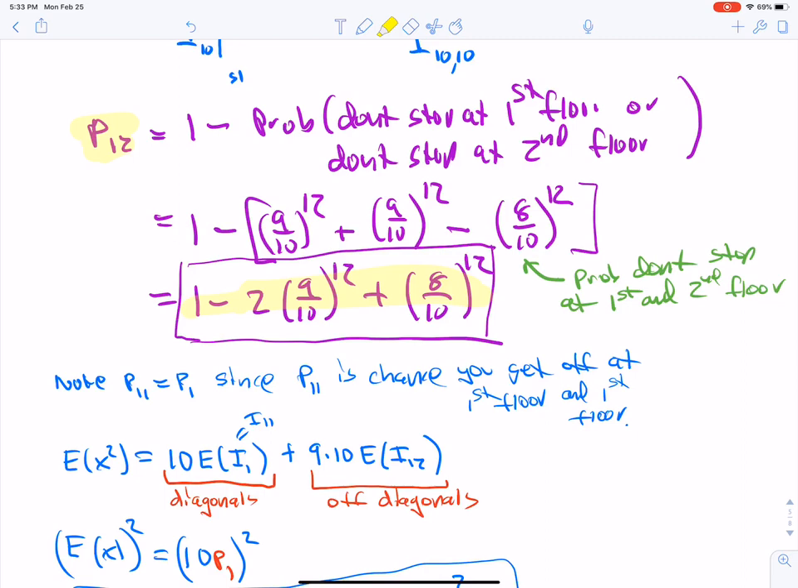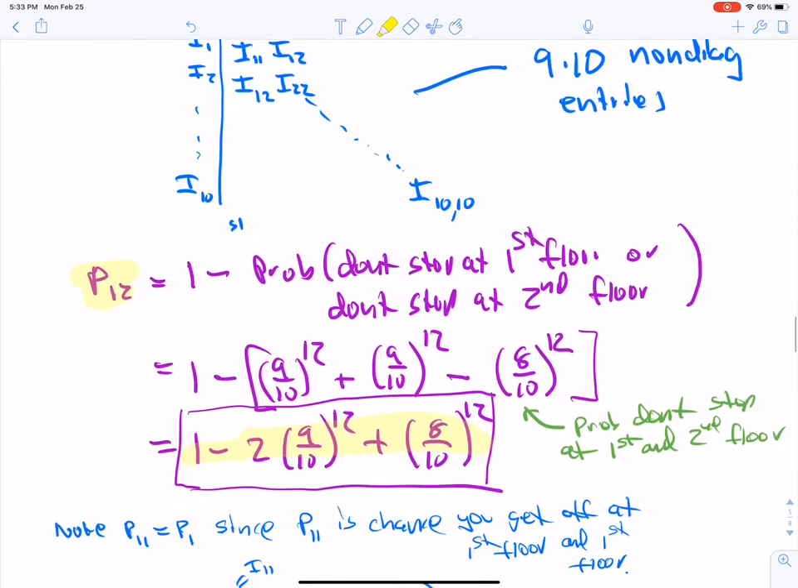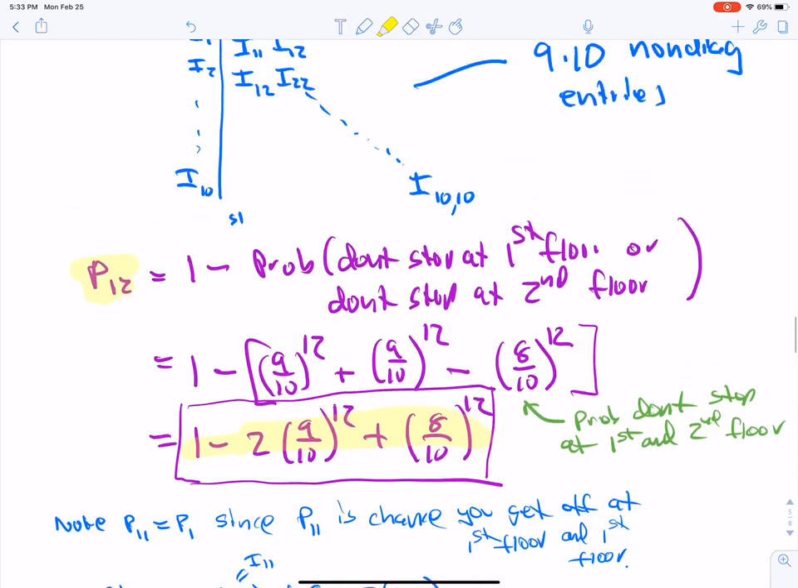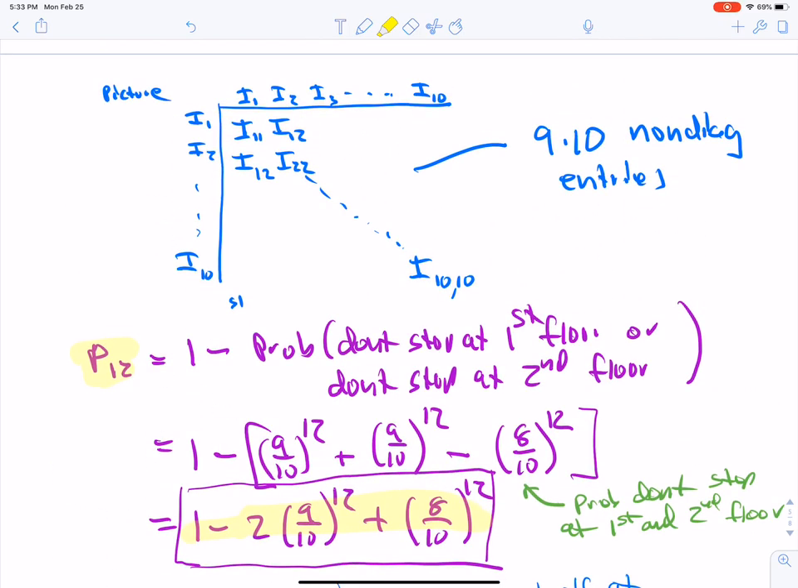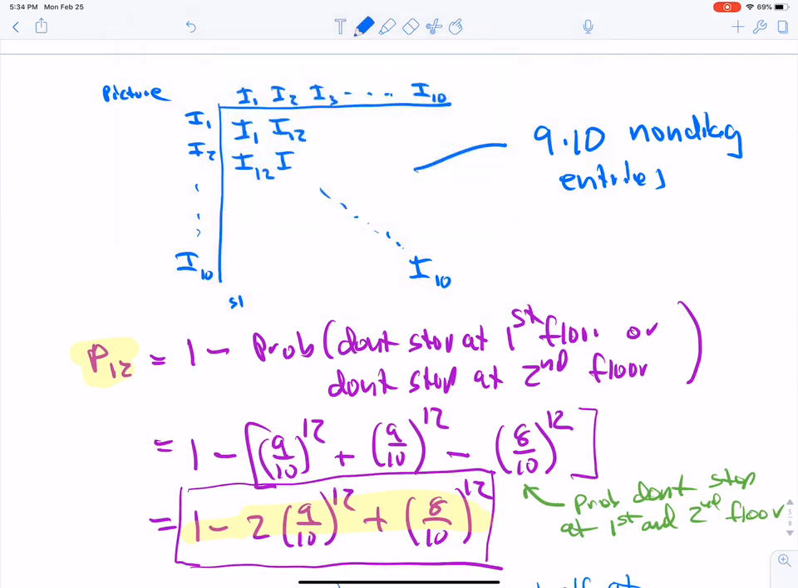So we can write these diagonal guys as just I1, I2 up to I10, and so on. I'll just write this.